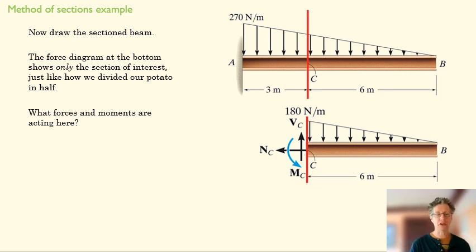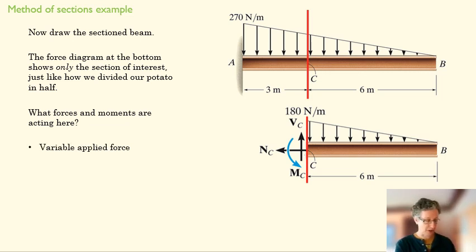Now, we're going to try to think about this section as an object in itself. We're going to ignore for a minute that it's connected to the beam here and that it's only part of the beam. We're just going to treat it as a thing in itself, and we're going to solve the statics problem for that sectioned beam.